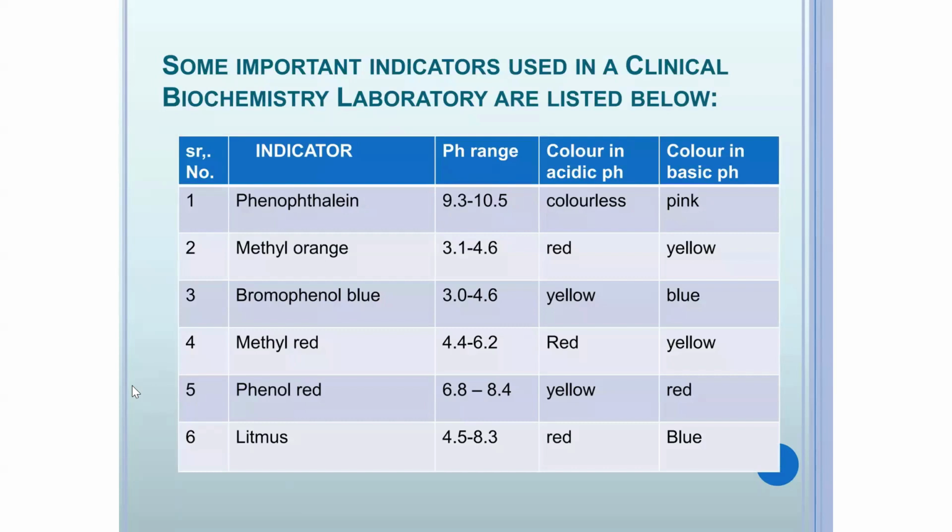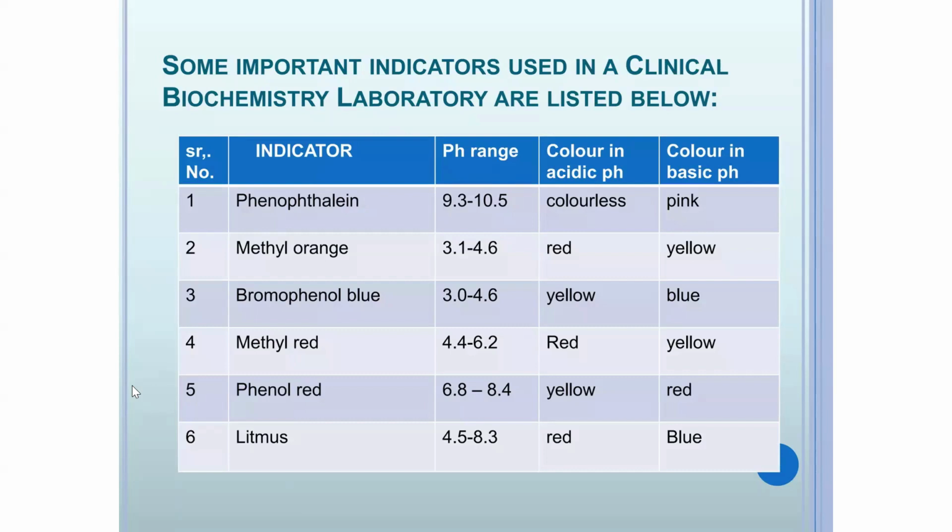We have phenolphthalein, methyl orange, bromophenol blue, methyl red, phenol red, and litmus. So these are the examples of the indicators and their pH as well as their colors in both acidic and basic.